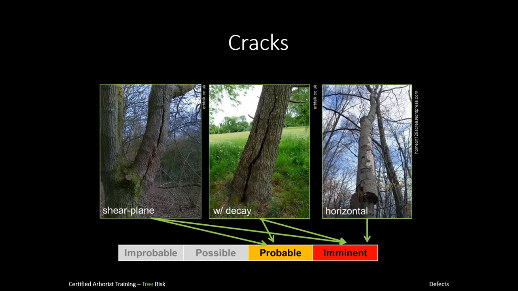Other defects include cracks. When you have a shear plane crack, you think of when the wind's pushing on a tree in one way, there's one part that's under tension and the other part that's under compression, and there's a neutral plane where those two pieces meet. And sometimes the force is going to be so much that there's a slipping at that neutral plane, and it splits apart. And those are pretty bad. When you add decay, they're worse. But the worst of the worst are the horizontal cracks. When you have a crack like the one pictured on the right, that's a very dangerous situation, and that thing's going to come down a lot faster than the other two.